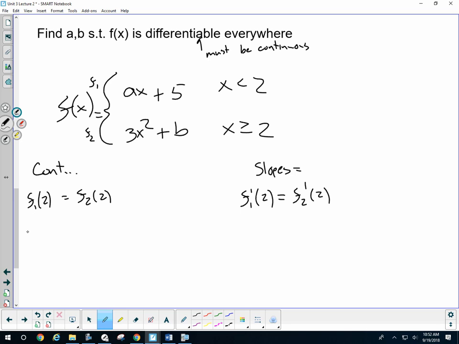All right, so plugging in 2 to get the continuity part, I get 2a plus 5 is equal to 4 times 3, 12 plus b. The second situation, the derivative of the top is just a. The derivative of the bottom is 6x plus 0. This is very important.